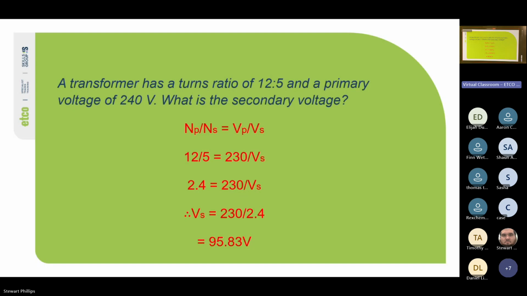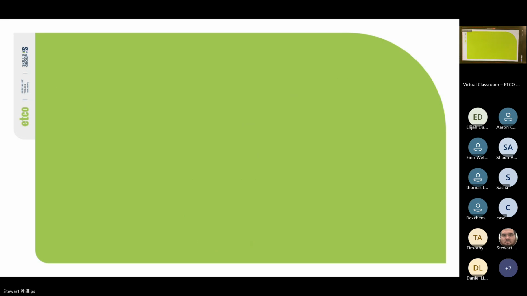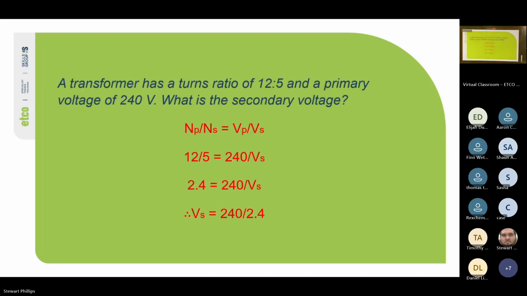Yeah, so if we're using 240, it would be 100. Yeah. There we go. Yeah, you guys are right with your 100 volts.